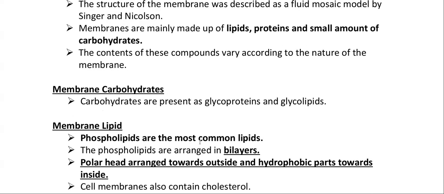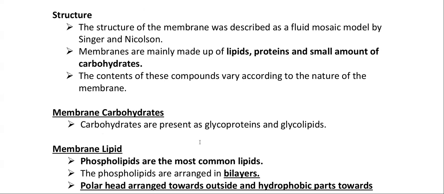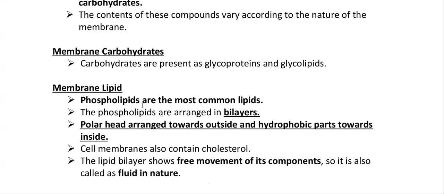Membrane carbohydrates. Carbohydrates are present as glycoproteins and glycolipids. Membrane lipid. Phospholipids are the most common lipids. The phospholipids are arranged in a bilayer, with polar heads arranged towards the outside and hydrophobic parts towards the inside. Cell membranes also contain cholesterol. The lipid bilayer shows free movement of its components, so it is also called fluid in nature.